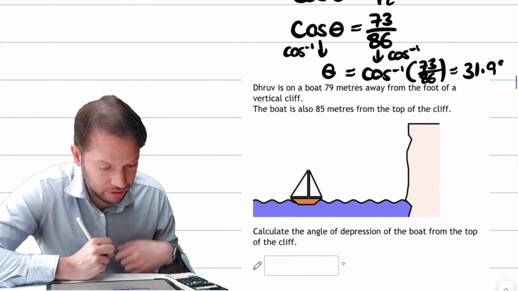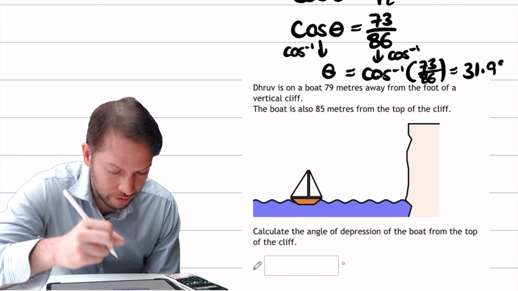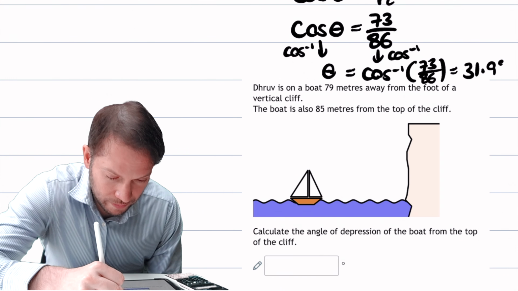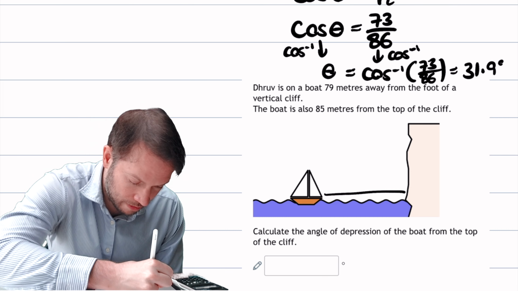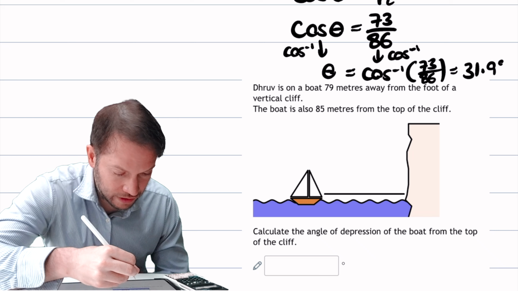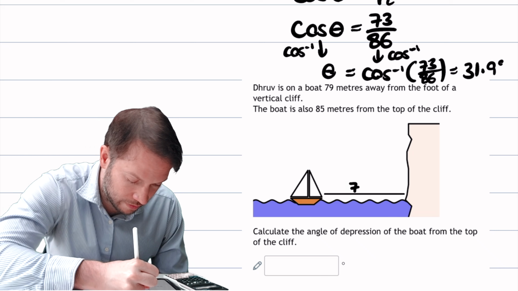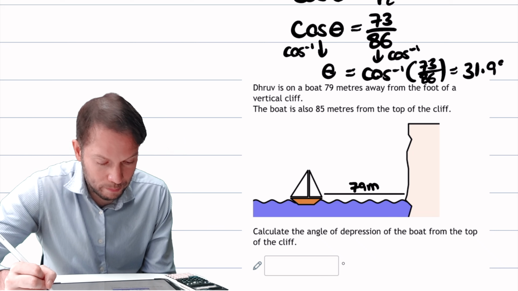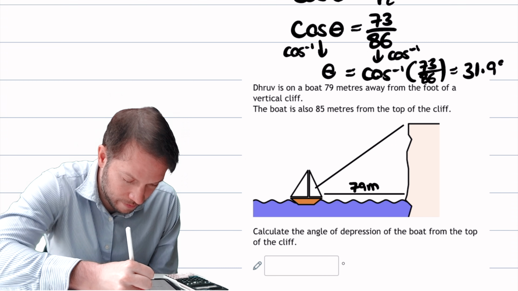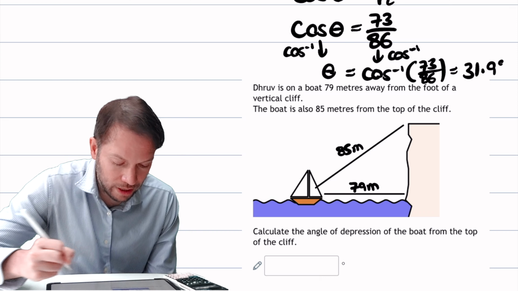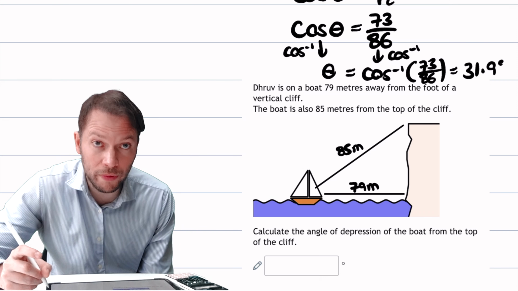Dhruv is on a boat 79 meters away from the foot of a vertical cliff. So let's draw that in. So this length here, he's 79 meters from the foot of the cliff. The boat is also 85 meters from the top of the cliff. So this is 85. Calculate the angle of depression of the boat from the top of the cliff.